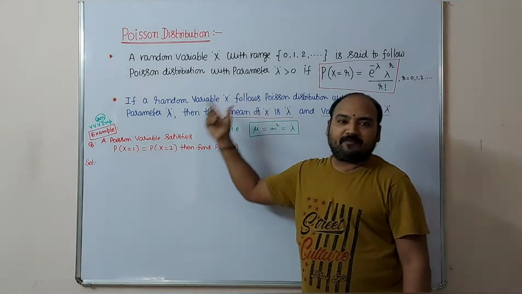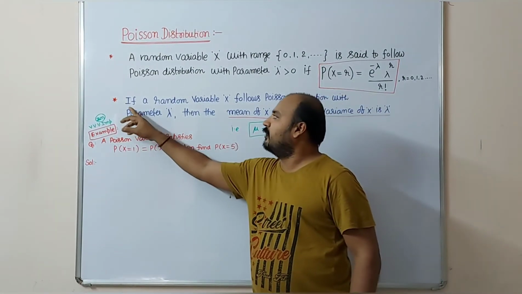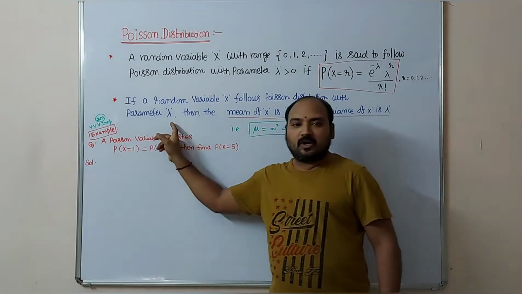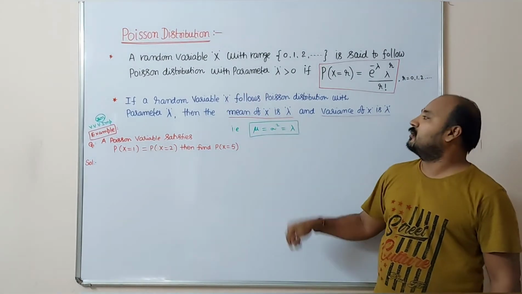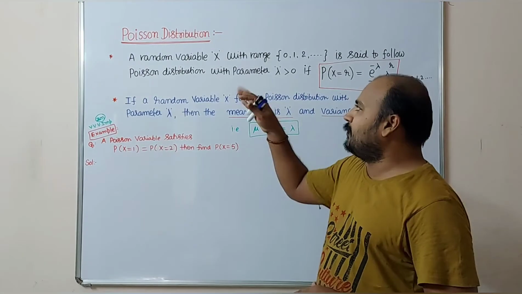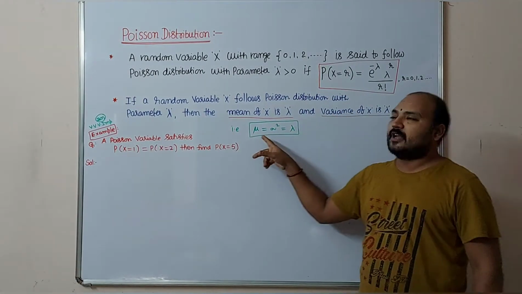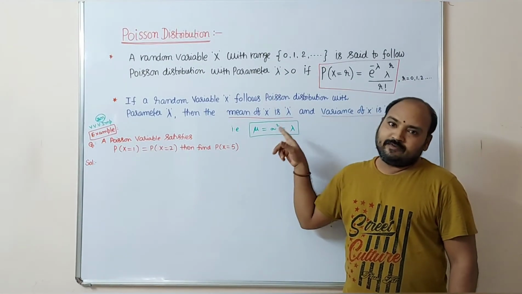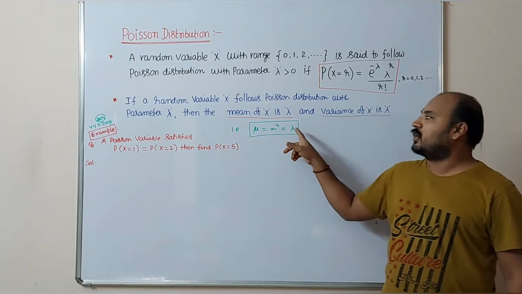After completing the definition, we will move to the mean and variance of the random variable. If a random variable x follows Poisson distribution with parameter lambda, then the mean of the Poisson variable is lambda and the variance is also equal to lambda. You remember that in Poisson distribution, mean and variance both are equal to lambda. Mu represents the mean and sigma square the variance of the Poisson variable. Both are equal to lambda.